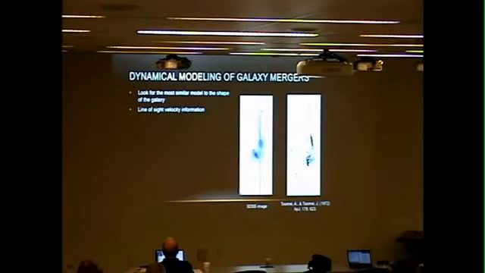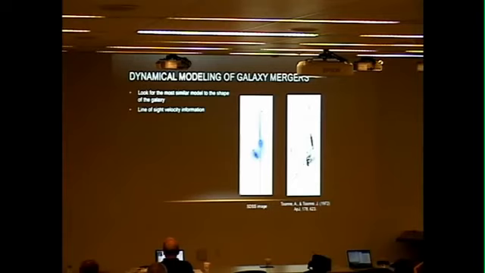People usually try to find the most similar model to the galaxy. This is from the famous Toomre paper of 1972, where he's trying to model the Mice galaxies. Basically, people are doing the same thing these days. The only difference is that they also look at the kinematics of their model and try to match it with the kinematics of the data.